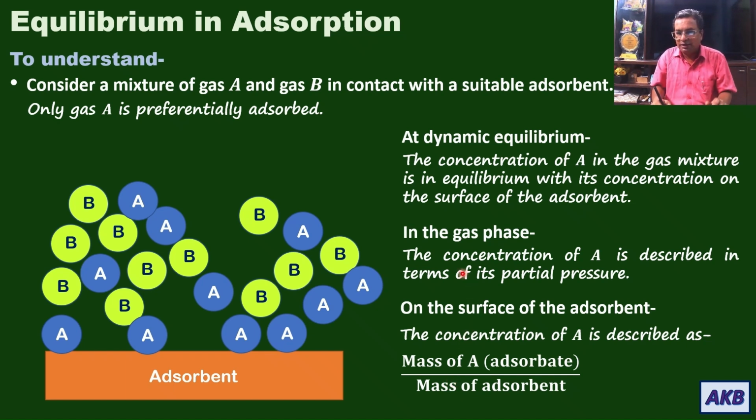Okay, so at equilibrium, we'll have the equilibrium partial pressure of A in the gas mixture, and the equilibrium mass of A per unit mass of adsorbent. So at this stage, you must have understood how equilibrium is reached, what the equilibrium concentrations are, and how to express concentrations in the gas mixture and on the surface of the adsorbent. Let us move ahead.